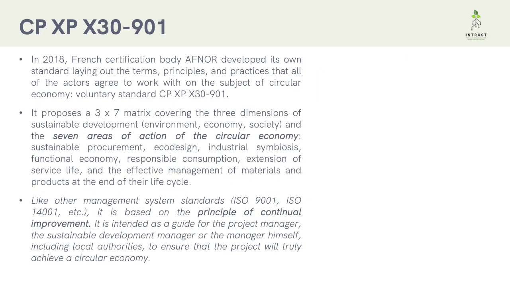The second norm is called XP X30-901, and it was developed by French certification body AFNOR. It proposes a 3x7 matrix covering the 3 dimensions of sustainable development, environment, economy, and society, and the 7 areas of action of the circular economy: sustainable procurement, eco-design, industrial symbiosis, functional economy, responsible consumption, extension of service life, and the effective management of materials and products at the end of their life cycle.